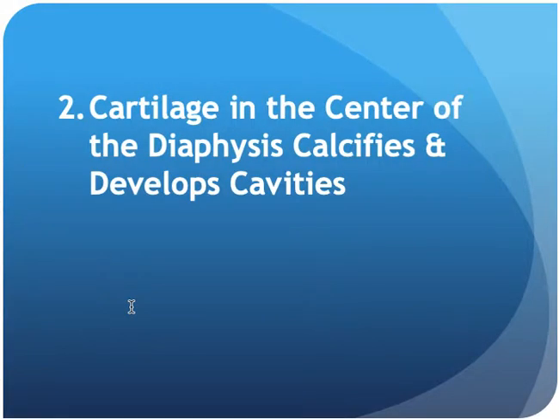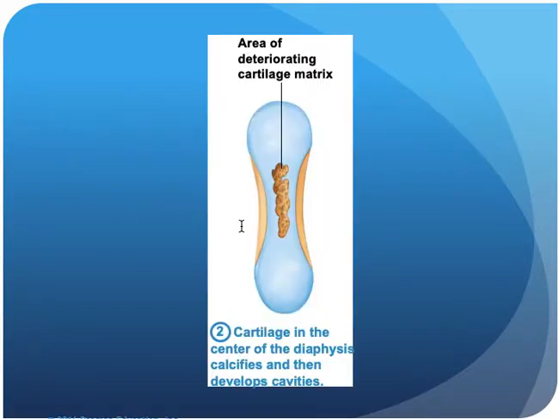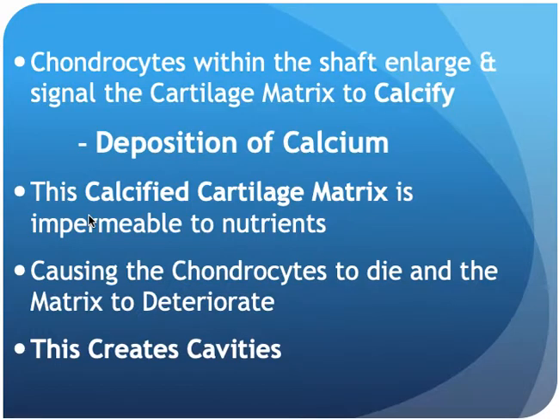Okay, step number 2, the cartilage in the center of the diaphysis is going to calcify, and we're going to start to develop cavities. This cartilage in the middle is going to start to calcify. And again, the main important part about that is the development of these little cavities. Okay, so how does that happen?